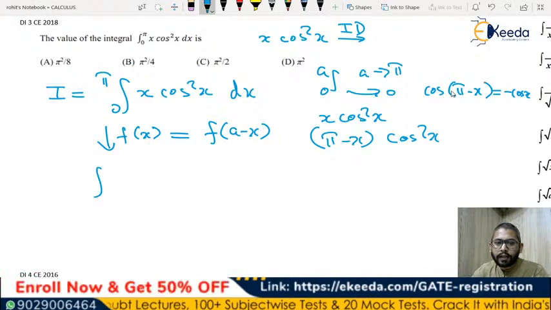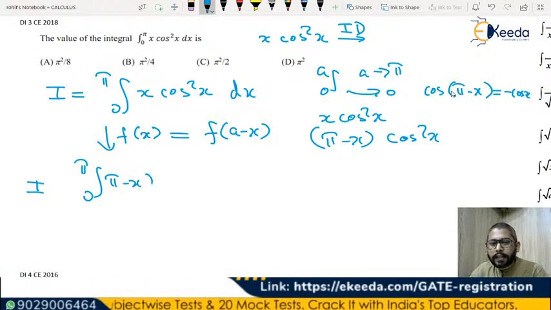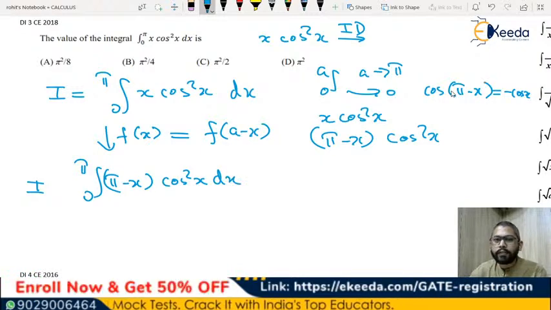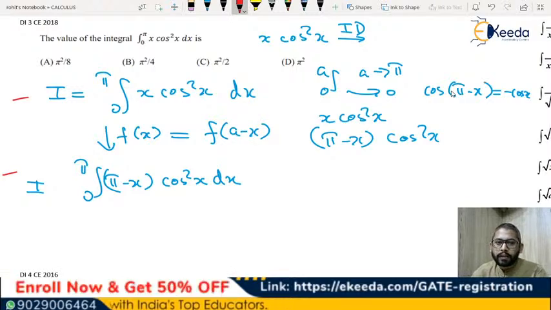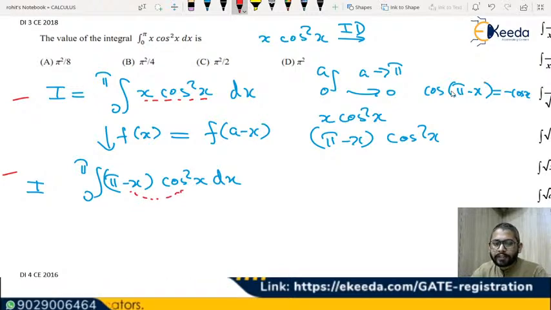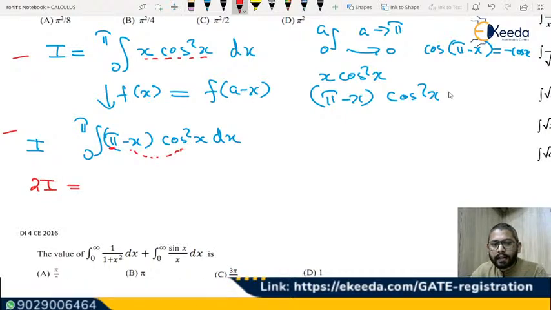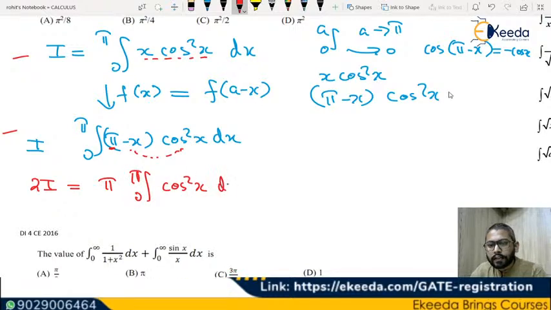So what we can do is we can write it to be 0 to pi (pi minus x) and cos square x dx. And if you see, from this I and this I, if we are adding both of it, this x cos square x and this minus x cos square x will get cancelled, and what we will be left with is 2I is equal to, let's say take this pi outside, 0 to pi cos square x dx.